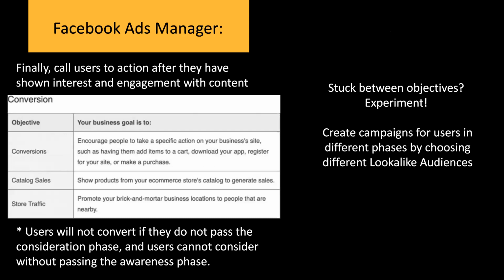And then finally, once users have been across the awareness and consideration parts, we want to get them to convert. So we want to call users to action if they have already shown an interest and engagement with the content. This is going to be focused on sales, getting traffic to the store. Users will not convert if they do not pass the consideration phase, and users cannot consider without passing the awareness phase. So it's really key to just put some ads out there and see where your audience is at. If you're stuck between objectives, definitely experiment. You can create campaigns for users in different phases and choose different lookalike audiences to see exactly what they're ready to do.